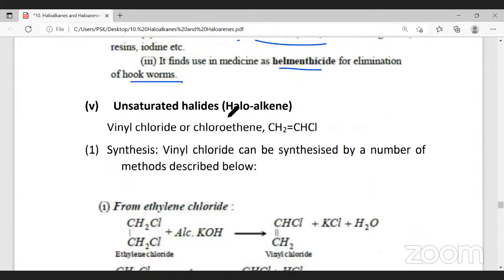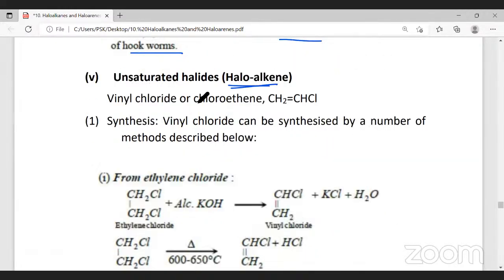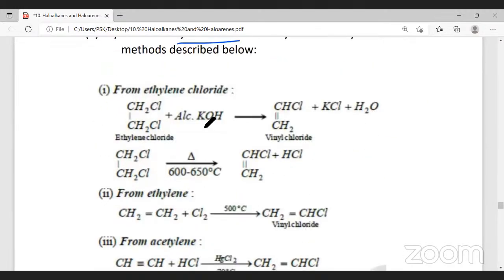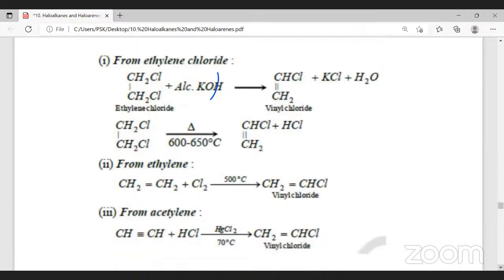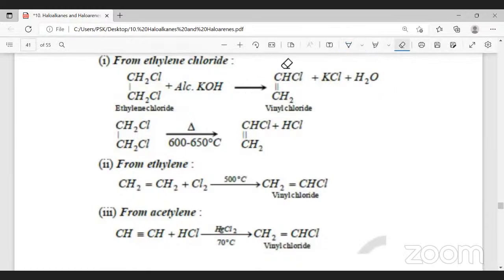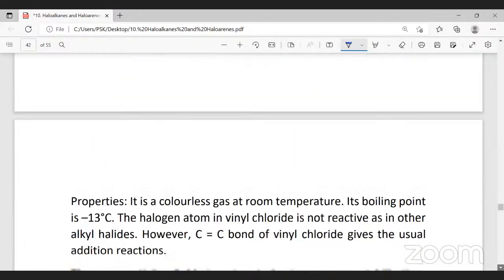Now, next is unsaturated halides. We do not have unsaturated halides in our syllabus because the chapter is haloalkanes and haloarenes. So I've just given you one or two slides on unsaturated halides, like vinyl chloride. It can be synthesized by a number of methods given below. See, ethylene chloride with alcoholic potassium hydroxide gives vinyl chloride. Likewise, many methods are there. These are not in the syllabus, but for competitive exams, you may have to know. That is why I have put these things. Haloarenes we will learn now.